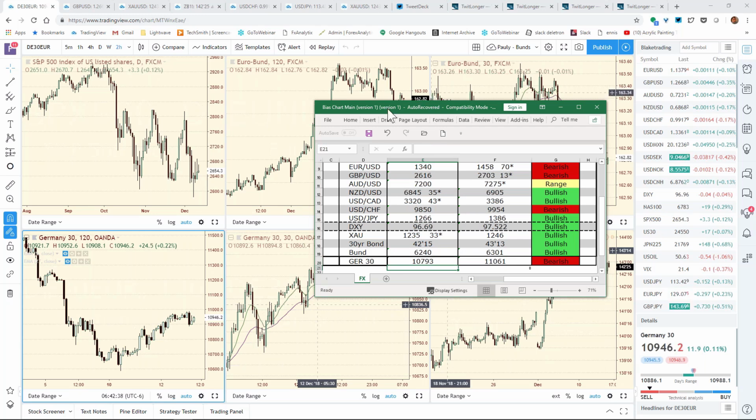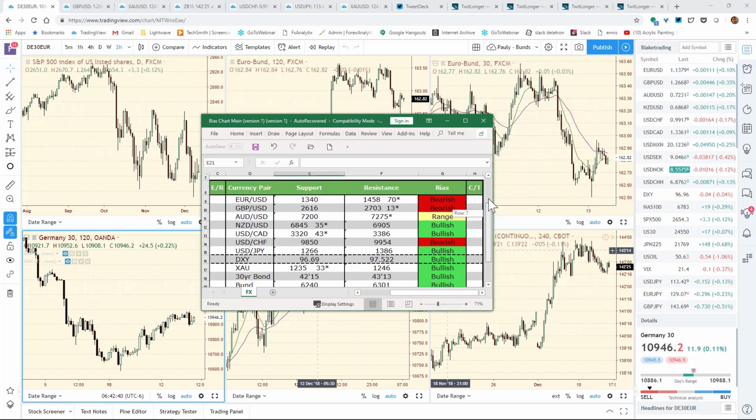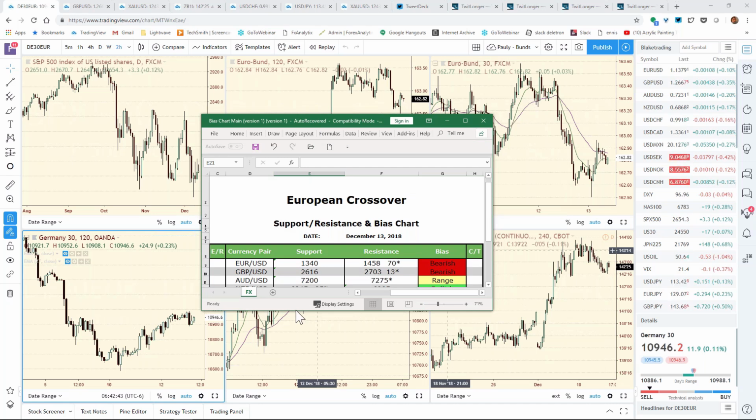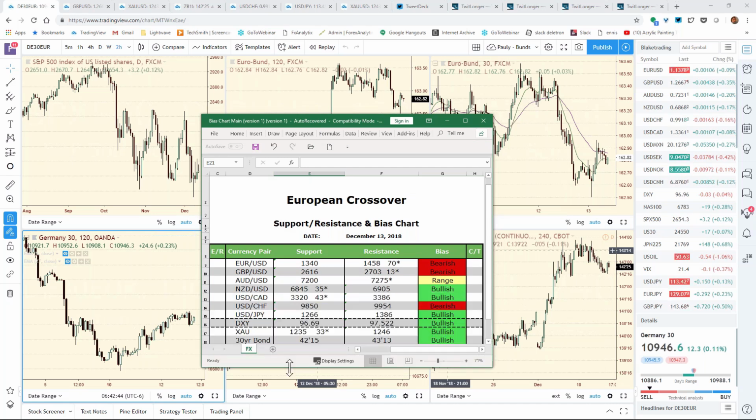There we go, and here's the bias chart. And I'll go on and get out of here before the ECB.